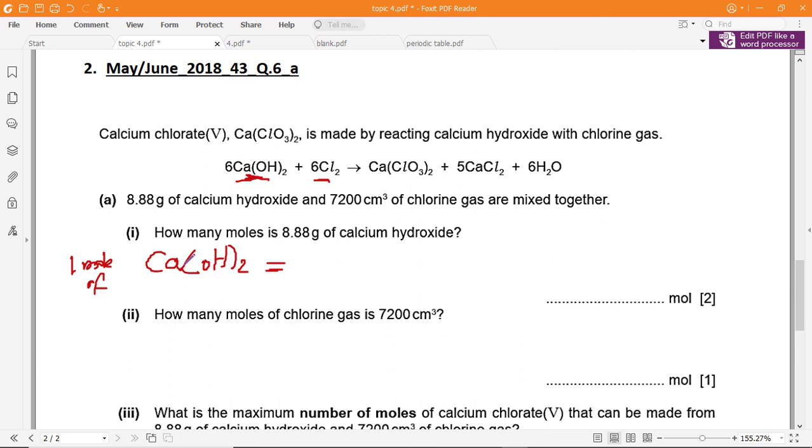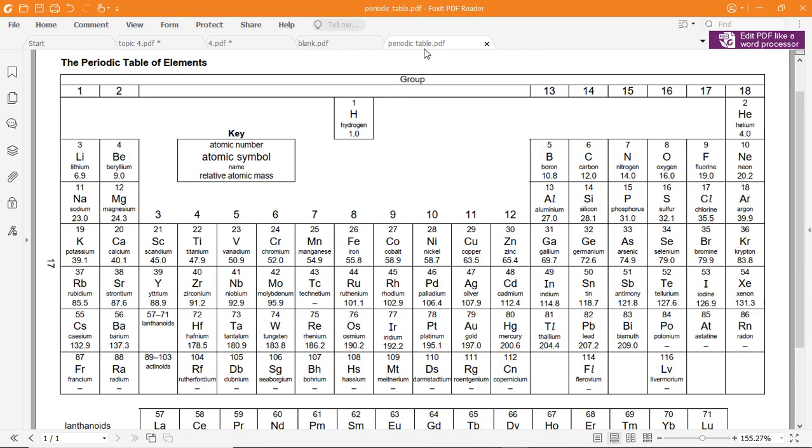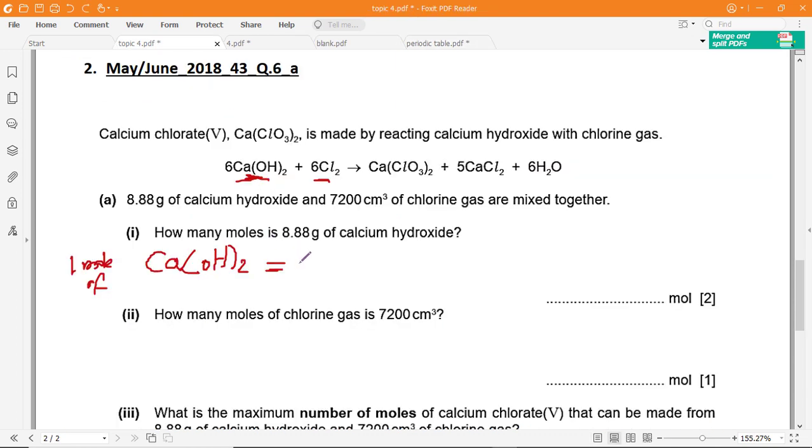So you know directly, guys, we need to use the periodic table. We need calcium, we need oxygen, and we need hydrogen. So let's go. This is calcium here in group 2. And again, the relative atomic mass, this is 40.1 in particular. We need hydrogen. So this is hydrogen. We need oxygen. So this is oxygen, 16. So calcium 40.1, hydrogen 1, and then oxygen 16.